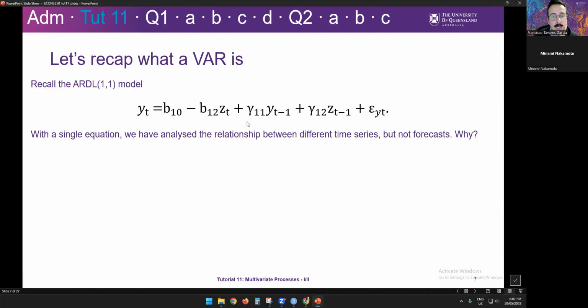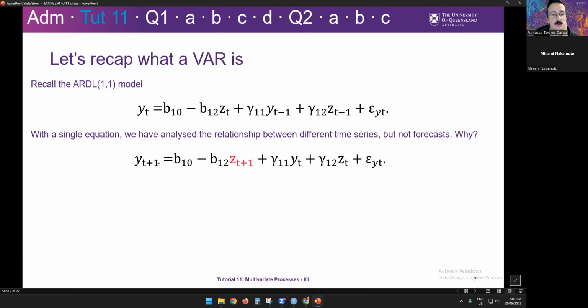So with the single equation, first we analyze dynamic relationships, but we didn't do forecast. And why didn't we do it before? Let me try to point out what happens. Let's try to forecast yt plus 1, so the next period.